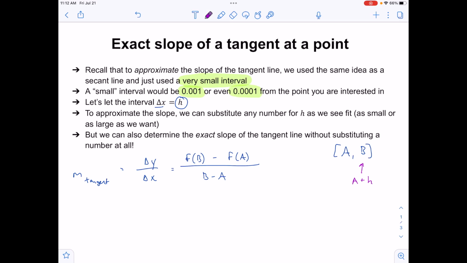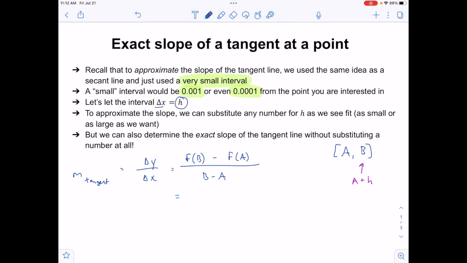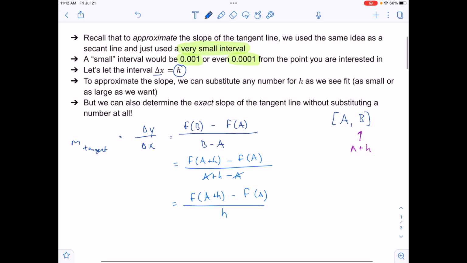Okay? So what this is going to look like now is f of A plus h, take away f of A, all over A plus h, take away A, which is just h on the denominator. So our function of A plus h, take away our function at A, all divided by h. And now what we actually want to do in order to get this exact is we want to be taking the limit of this.